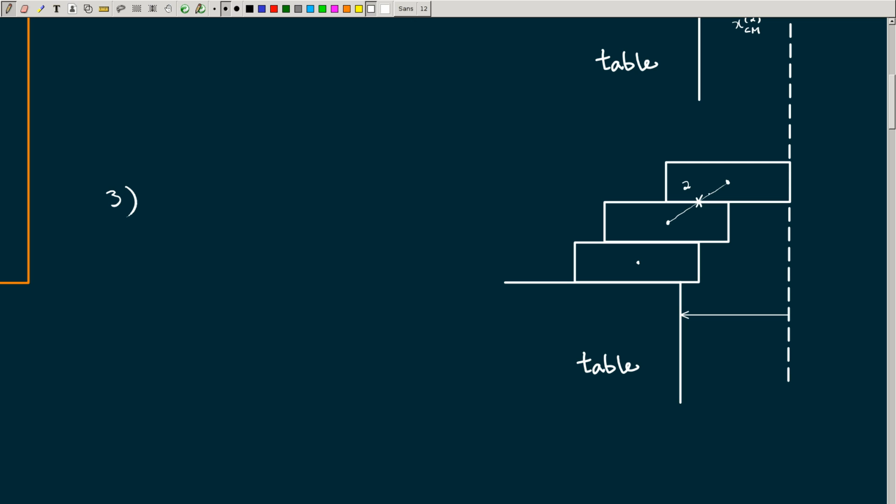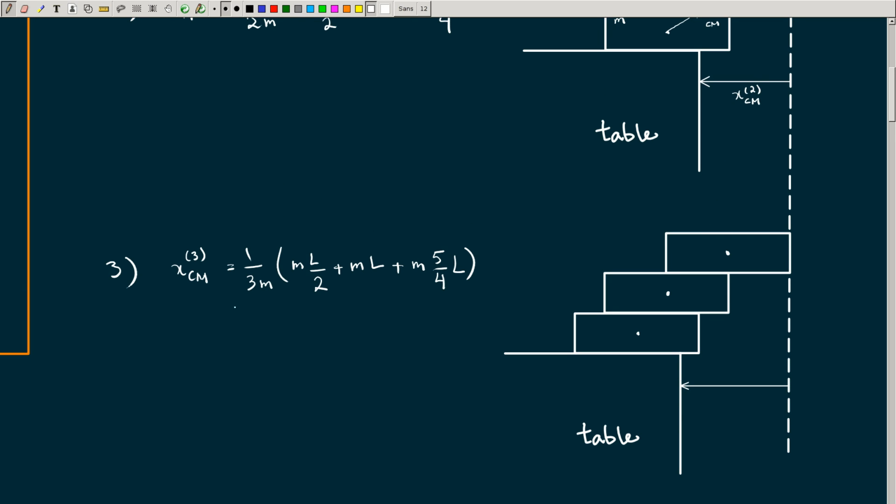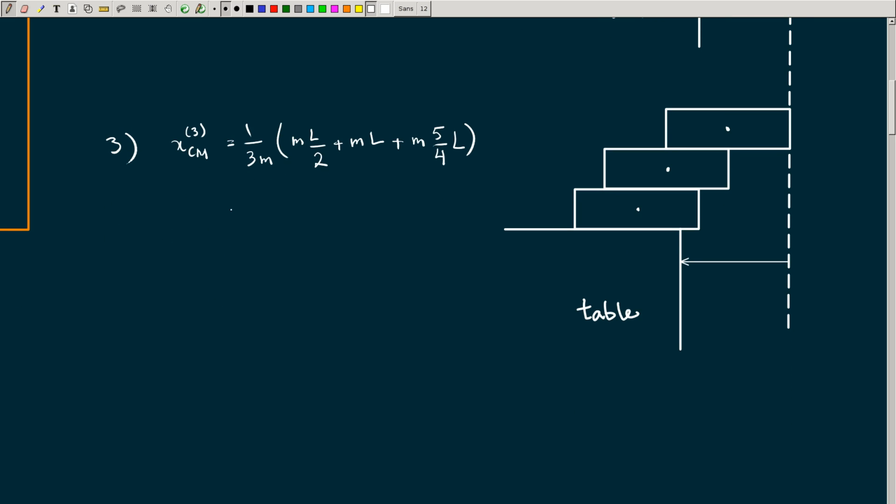We want to do it by using the formula, so I will write XCM3 equals 1 over 3m, the total mass, times the first one m times L over 2, the second one m times L, the third one m, same mass, times 5 over 4 L. How did I find this 5 over 4? This is half and this is 3/4 we found here. Which will be 11 over 12 of L. Okay, this is XCM3. Let me write it here too.